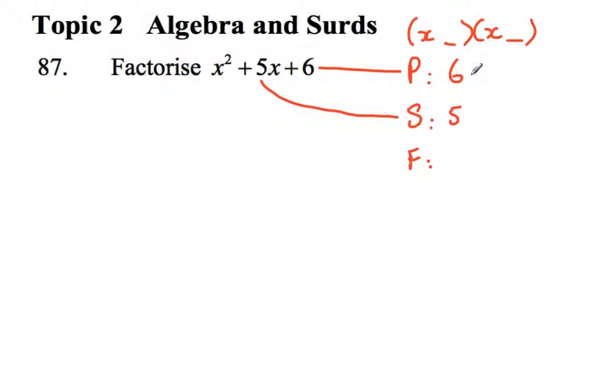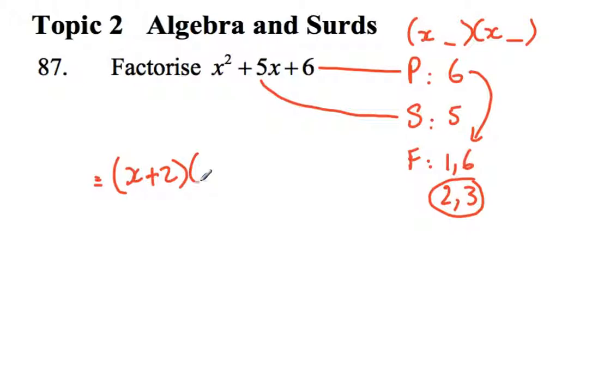So if the product of those two numbers is 6, a list of factors of 6 will be very helpful for us. We should be able to find those two numbers from a list of factors. And 2 and 3 looks a pretty good pairing here, because 2 plus 3 is 5 and 2 times 3 is 6. So that's what we're going to go with here for our factorized version. We'll have a bracket with x plus 2 in it and a bracket with x plus 3 in it.